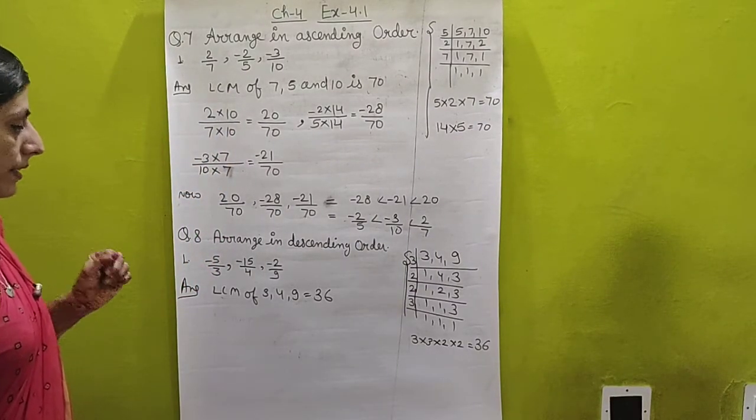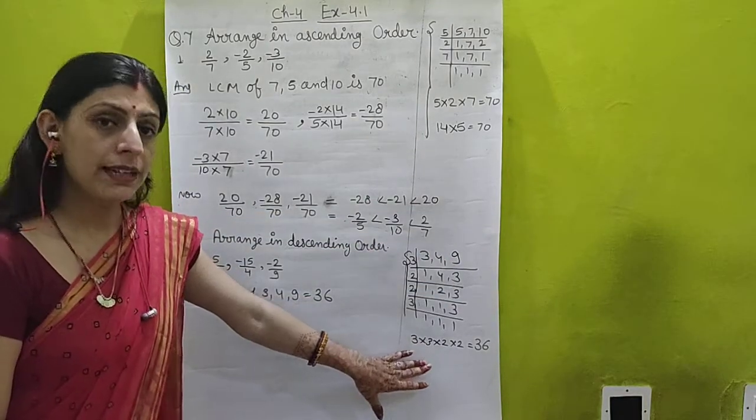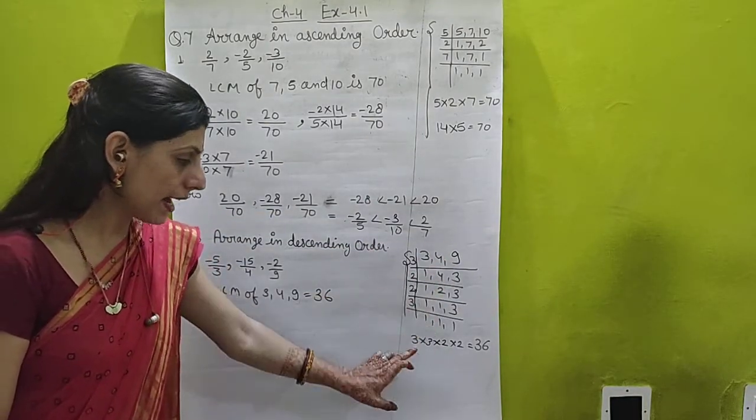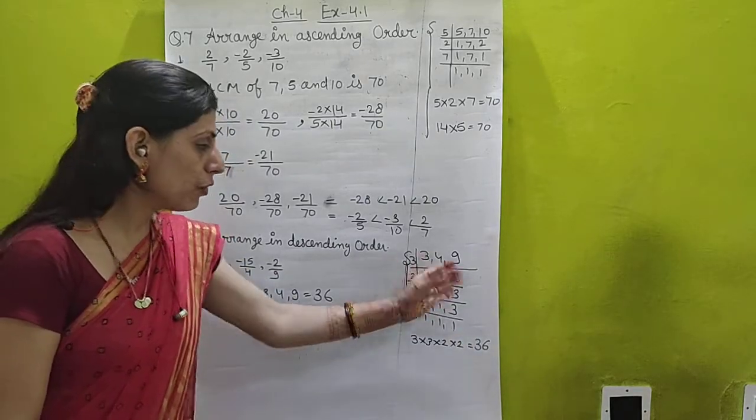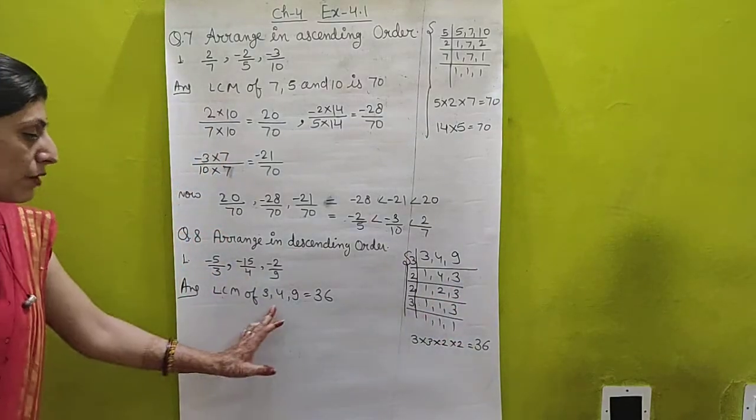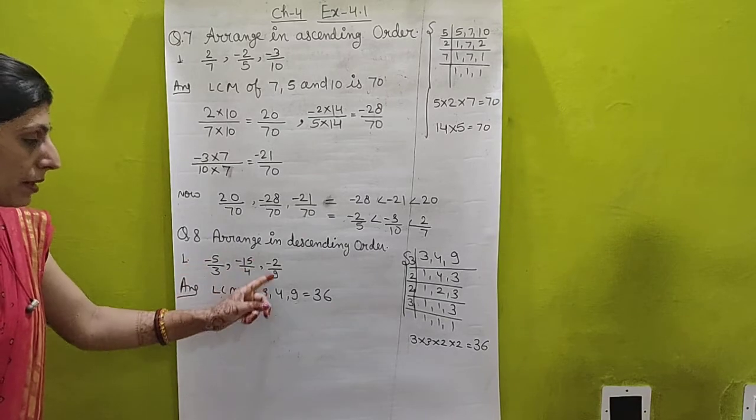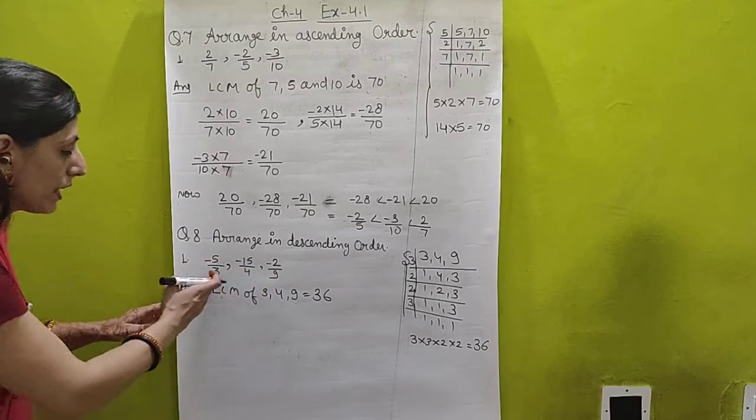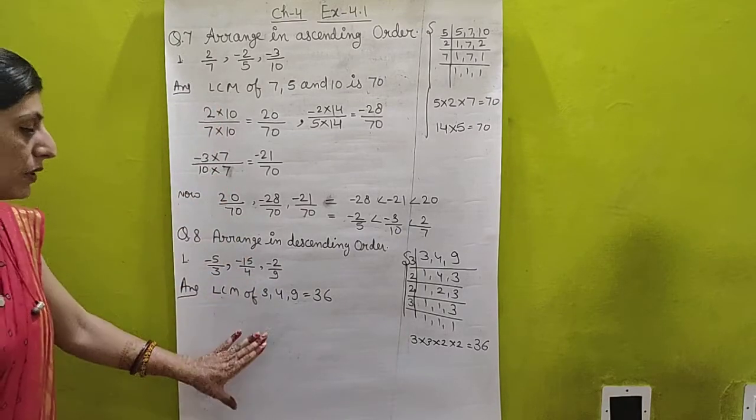Now students, here I have done the LCM of 3, 4, 9. I have done it directly, and the LCM is 36, because you know very well about LCM, and 3, 4, 9 are simple numbers. Now the LCM of 3, 4, 9 is 36. Now I will take one rational number and make its denominator 36, as I did here. The same thing I will do here.